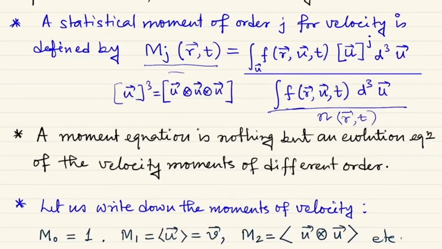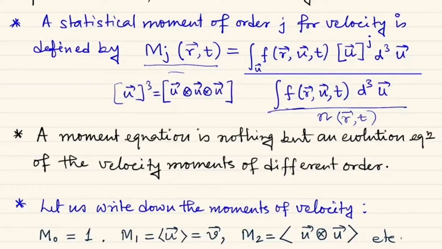Okay, so the average value of u, we will call it v. And actually you will understand later that v is something similar to the macroscopic velocity. Then what is the moment of the second order? As I just said, that will be simply the average of u tensorial u. The moment of third order, for example, you know now, will be the average value of u tensorial u tensorial u.